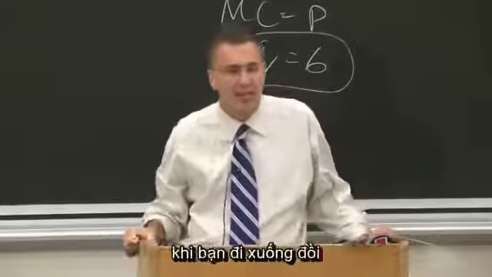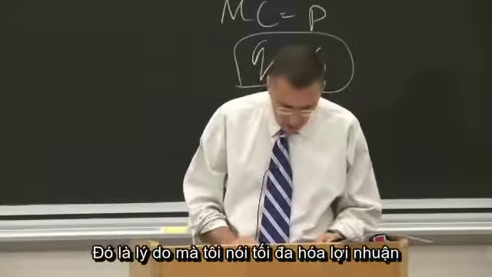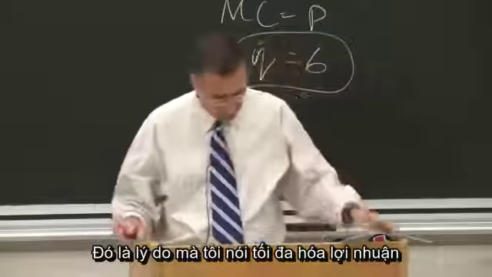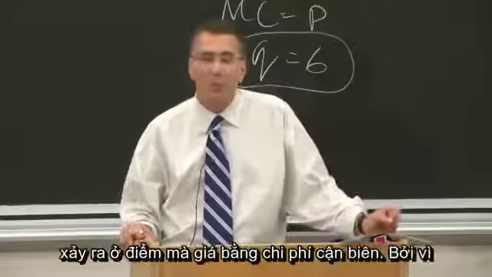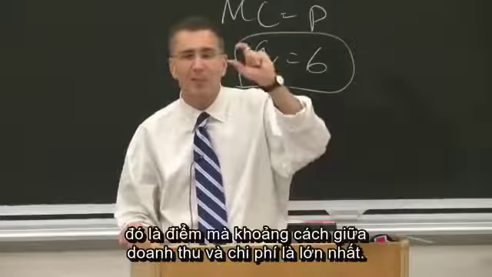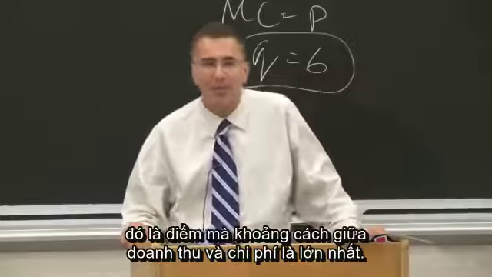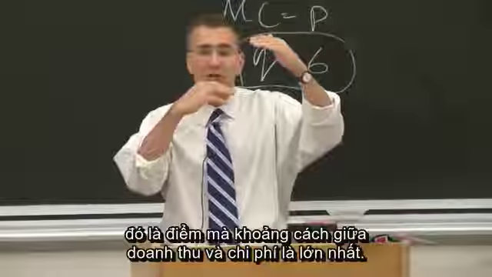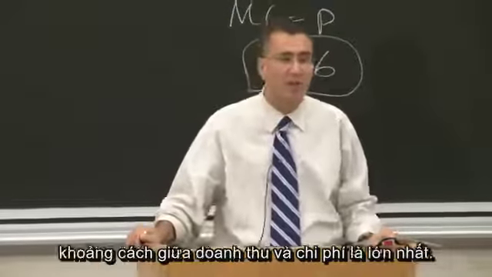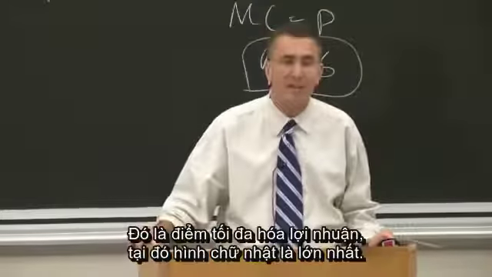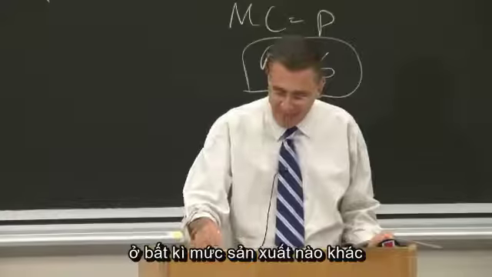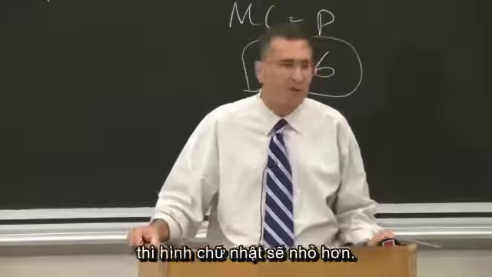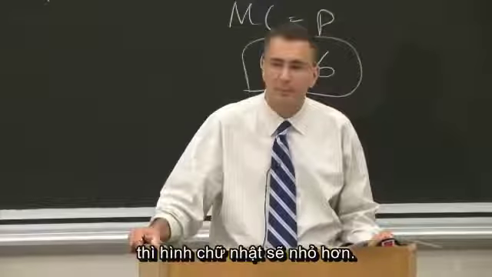Okay? So that's why I say profit maximization occurs at the point where price equals marginal cost, because that is the point of greatest gap between revenues and costs. Where price equals marginal cost, the point of greatest gap between revenues and costs, that's the profit maximizing point where that rectangle is largest. And you could demonstrate for yourself, and you should, that at any other production level, that rectangle will be smaller. Okay?